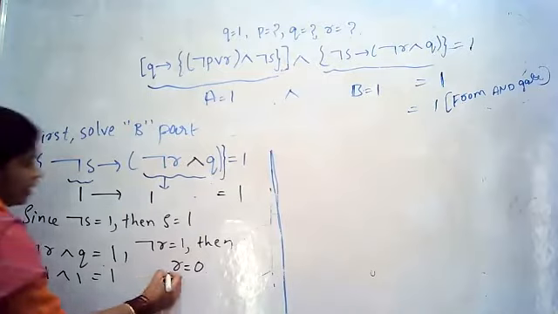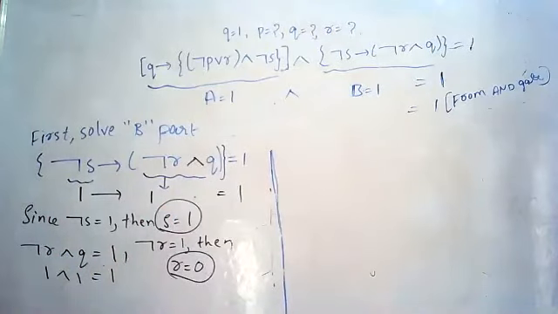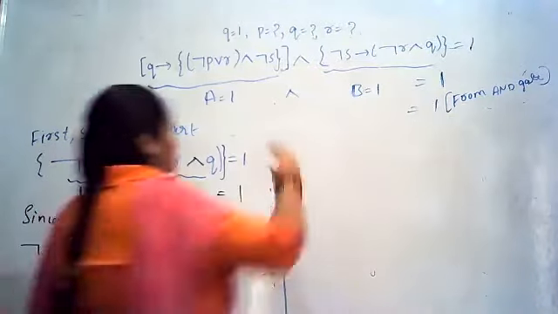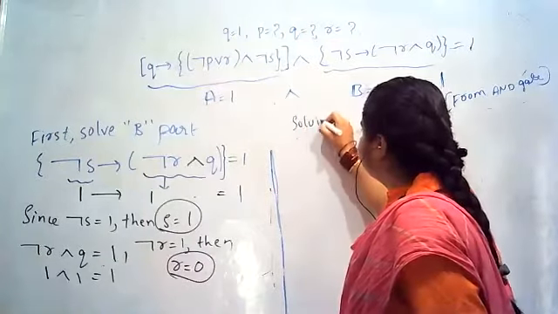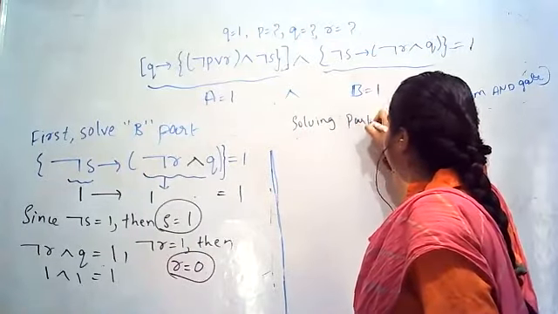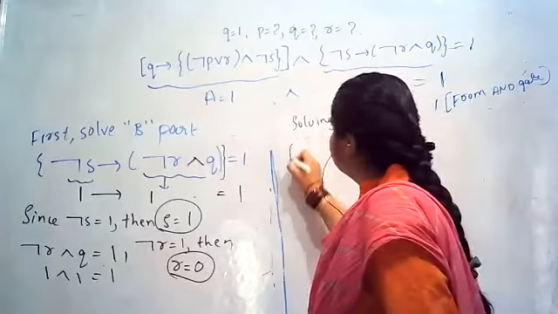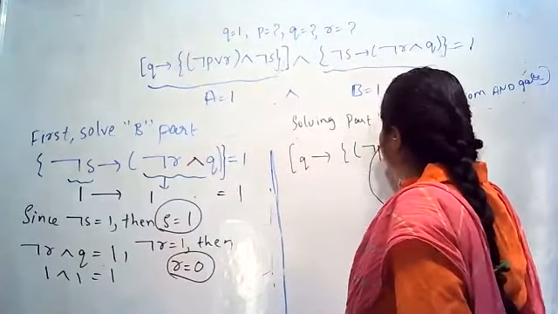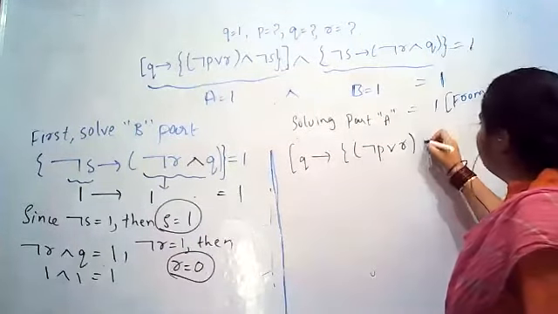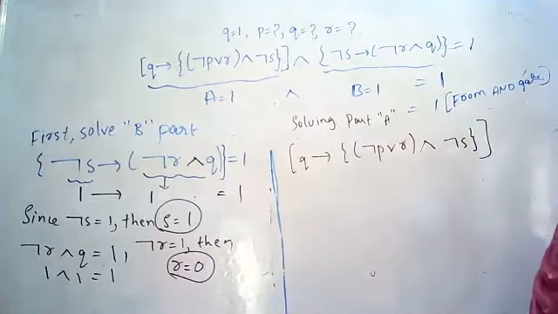So what I got here? R is equal to 0, and S is equal to 1. Now I need to find out P. See here, now I'll go to this problem. Solving part A: Q conjunction, curly bracket, negation P disjunction, then conjunction negation S. This is what the question is.